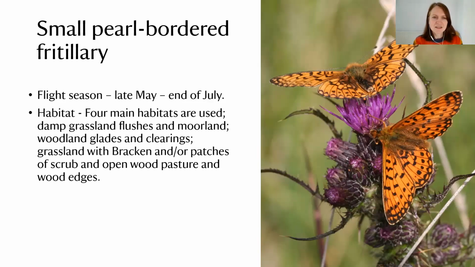So I think locally, many of us associate this with wet habitats. It says they're damp grassland flushes. Also potentially woodland glades and clearings, bracken, grassland with bracken, and open wood pasture and wood edges. But I think really it's typically found in those wet areas, those flushes and boggy areas.